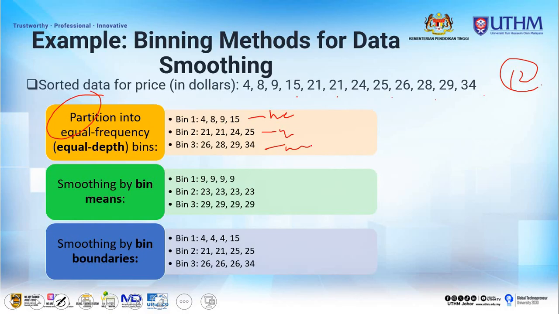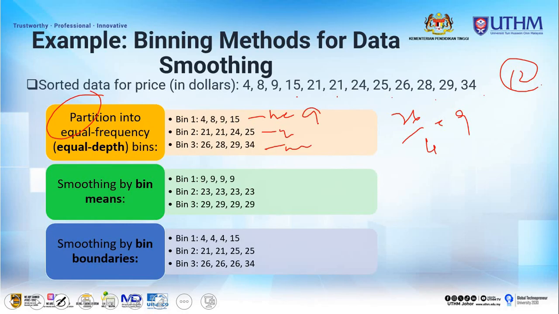For example, 4 plus 8, 12 plus 9 is 21, 21 plus 15 is 36. 36 divided by 4, you will get 9. So the mean for this one is 9. So bin 1 is replaced with 9, 9, 9, 9. All the 4 values are replaced by 9.